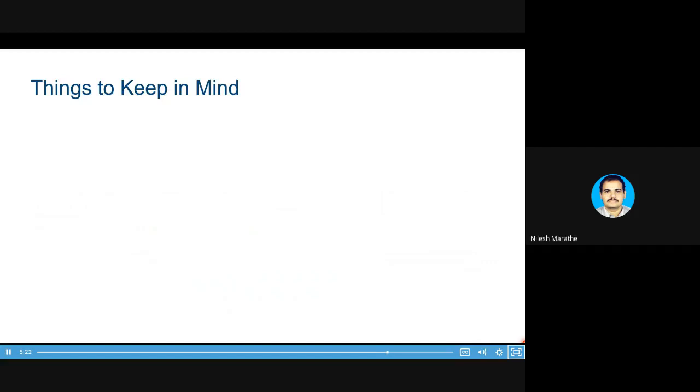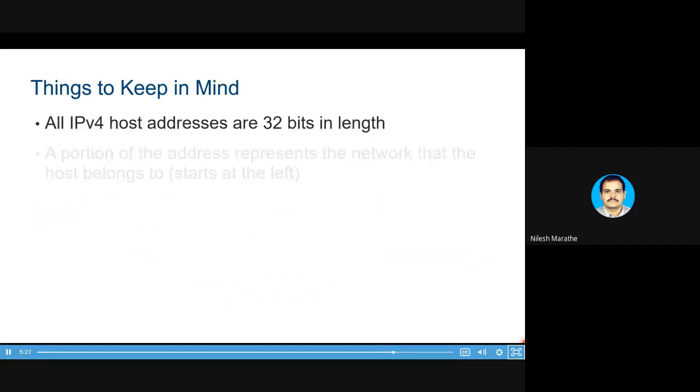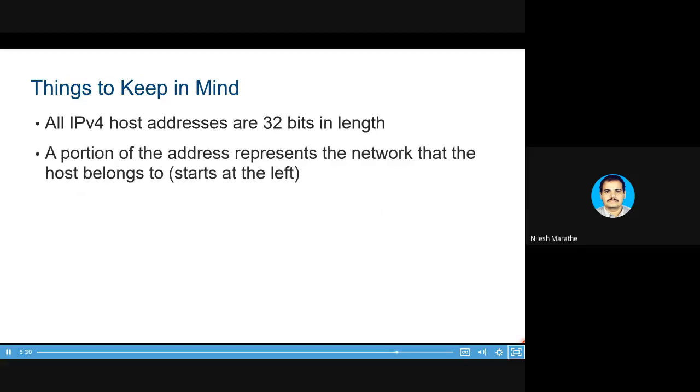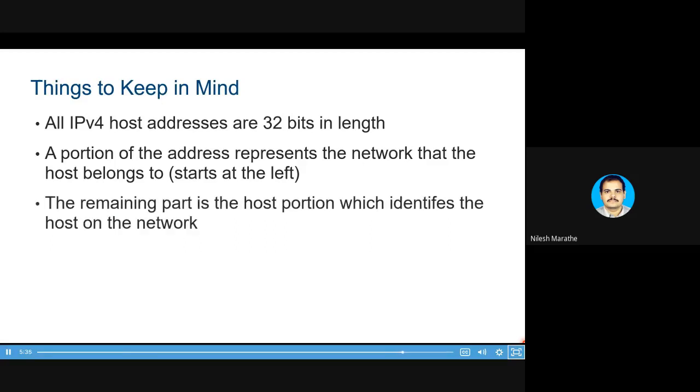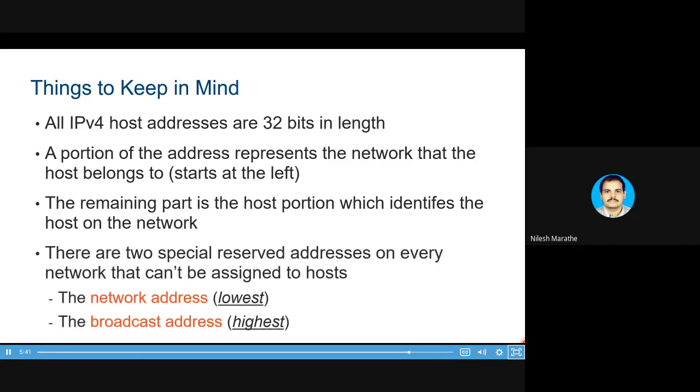Things to keep in mind when working with IPv4 addresses. All IPv4 host addresses are 32 bits in length. A portion of the address represents the network that the host belongs to, and that starts at the left. The remaining part is the host portion, which identifies the host on the network. And there are 2 special reserved addresses on every network that can't be assigned to hosts. One is the network address, which is the lowest in the range of addresses and represents the network that all the devices belong to. And the other is the broadcast address, which is the highest address in the range and can be used for a shout out to all devices on the network at once.